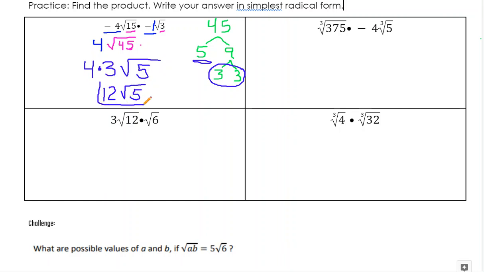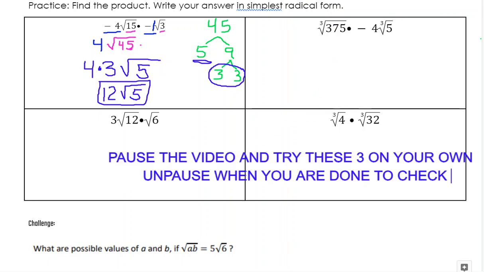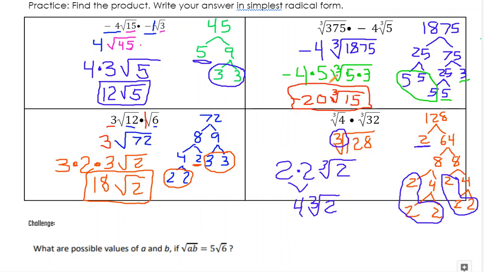Okay, go ahead, pause the video. Try these ones on your own. Unpause it when you're done and check your work. Pause the video and try these 3 on your own. Unpause when you are done to check your work. Go ahead, try it. See how you do. Okay, hopefully you paused your video and did your work, and hopefully you got these answers here.